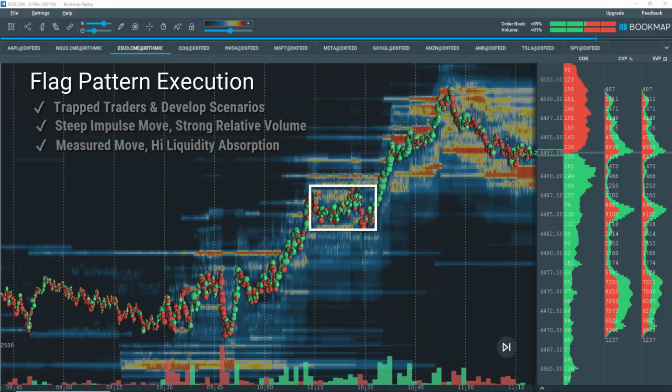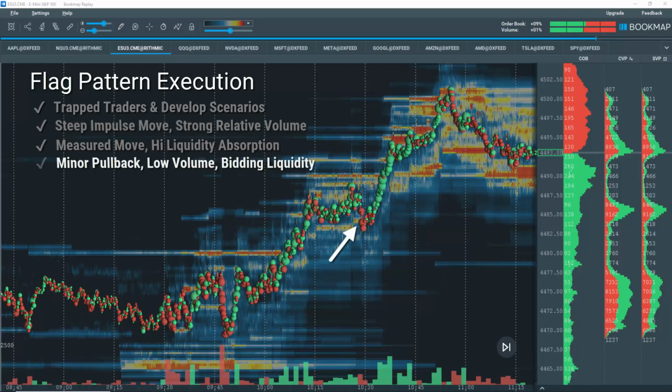On the pullback, is the retracement a minor move? This is important. We want to be on the side of the strong impulse move and we want price to accept higher. This looks quite good. Secondly, is there low relative volume within the small price range with few sellers? Looks good.